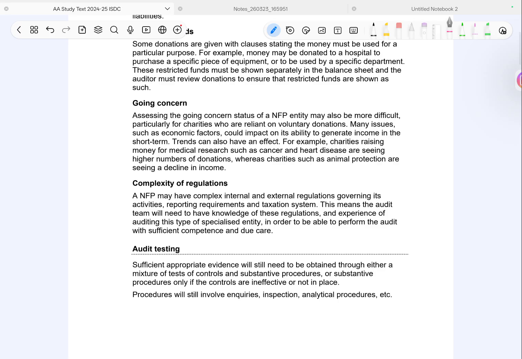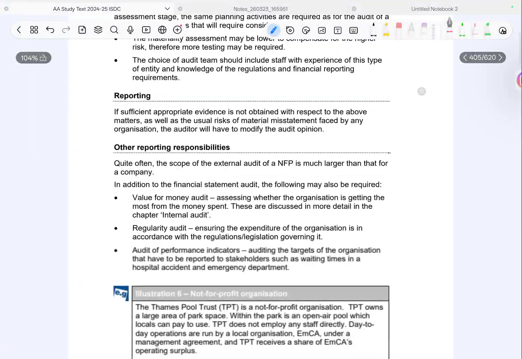There may also be complex regulatory requirements governing how funds are used and reported, requiring specialist knowledge from the audit team. Despite these challenges, auditors must still obtain sufficient appropriate evidence using a mix of tests of control and substantive procedures. This includes inquiries, inspection, and analytical procedures to ensure income is complete, accurate, and properly classified.